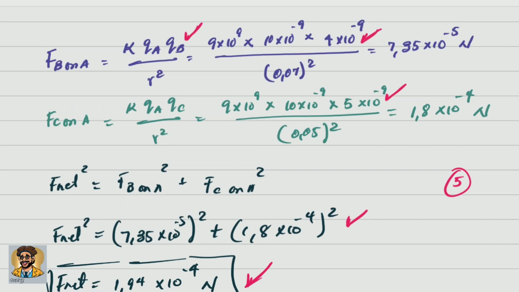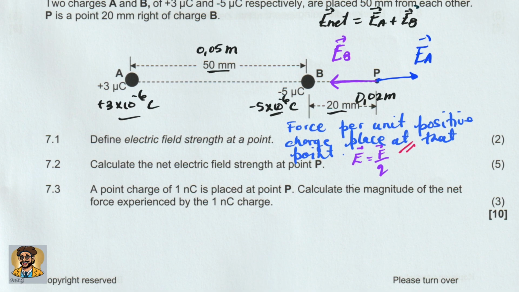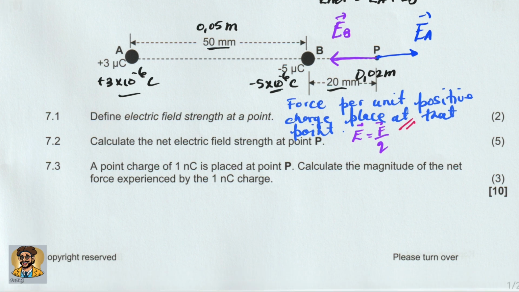This is question 7.2, and we're looking for the net electric field at that specific point. It's the vector addition, remember that. So now we have to calculate the electric field of each of them separately. Electric field A is equal to K charge A divided by distance squared. Now distance A, if we go back here, remember it's from A to the point, so it will be 50 millimeters plus 20 millimeters, which is 70 millimeters. So be careful with that one there.